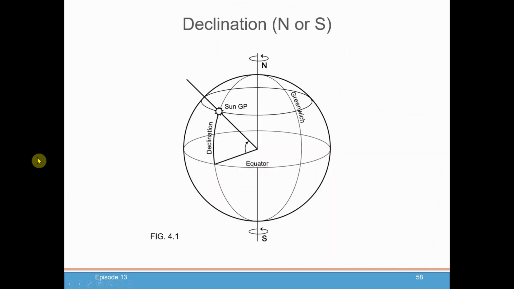So in the almanac, there's two things we're going to be pulling out of there. We're going to be looking for the declination of the sun, and we're going to be looking at the GHA of the sun. So let's start with declination.